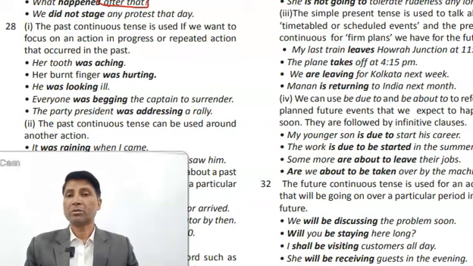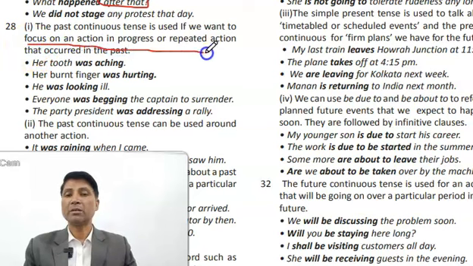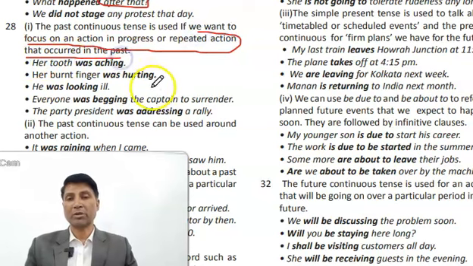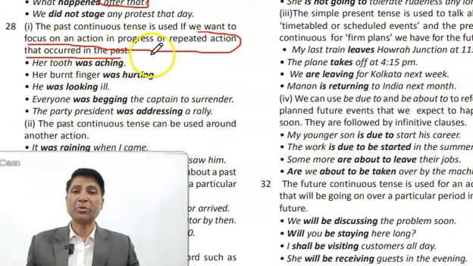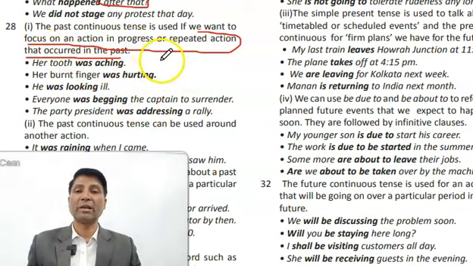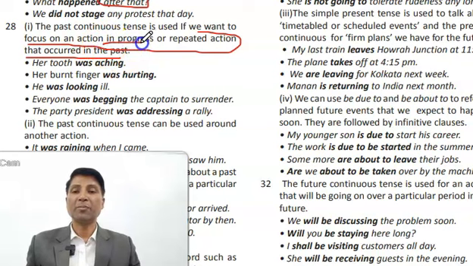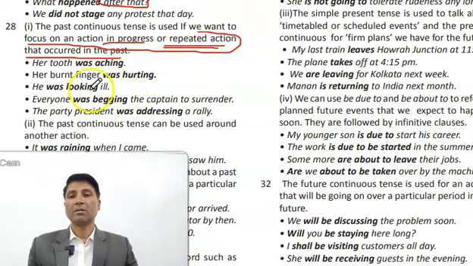Look at the first use. The past continuous tense is used if we want to focus on an action in progress, repeated, or that occurred in the past. So it shows that the past continuous tense is used if we want to focus on an action which was in progress or repeated. It happened once, it happens twice in the past.